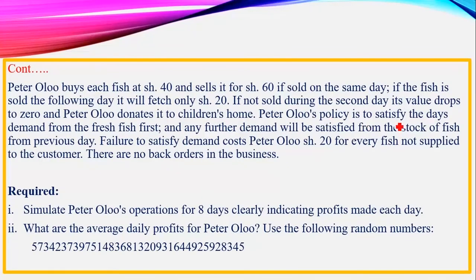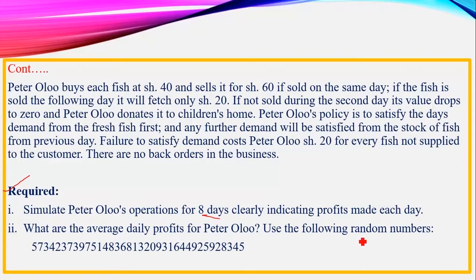Peter Orlo's policy is to satisfy the day's demand from the fresh fish first, and any further demand will be satisfied from the stock of fish from previous day. Failure to satisfy demand costs Peter Orlo shillings 20 for every fish not supplied to the customer. There are no back orders in the business. Then you're required to simulate Peter Orlo's operations for 8 days, clearly indicating the profits made each day. 2. What are the average daily profits for Peter Orlo?